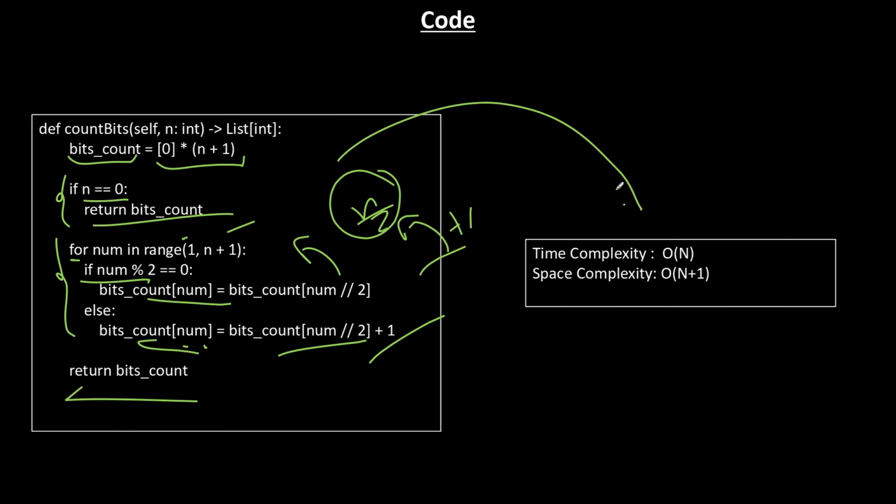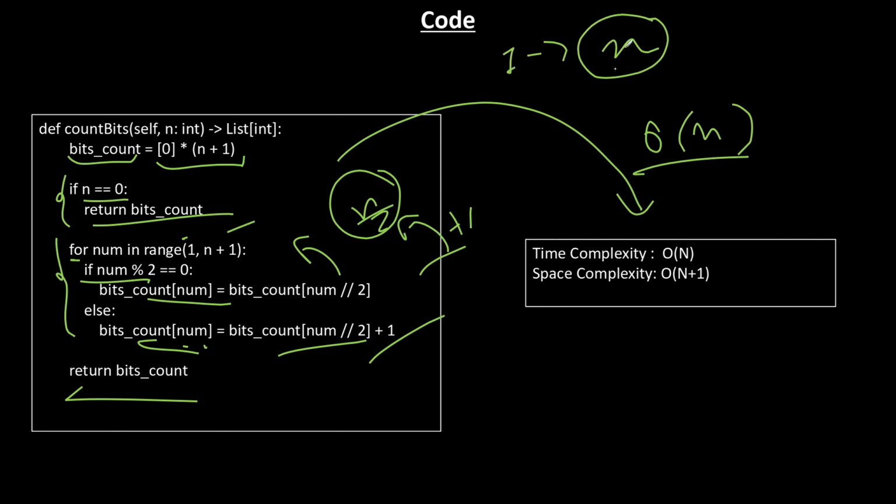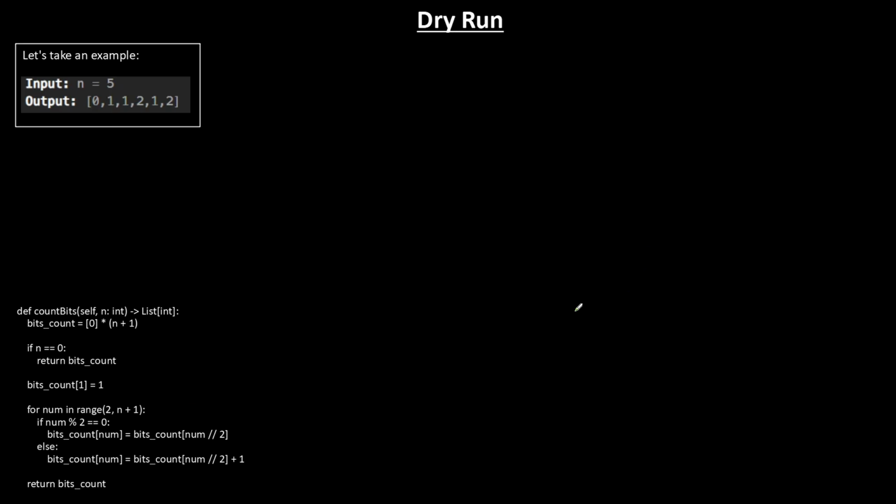The time complexity for this is O of n. As you can already clearly see, we're iterating the array only one time, that is of size n. And space complexity is n plus 1, because the array size is equal to n plus 1, which we have declared as per the question requirement. So I hope you understood the code explanation. Now let's move to the next slide.